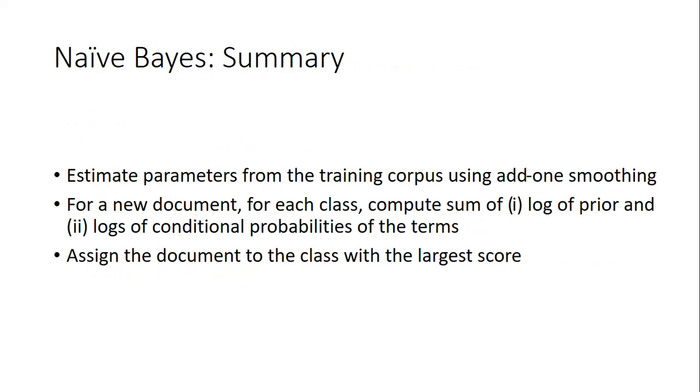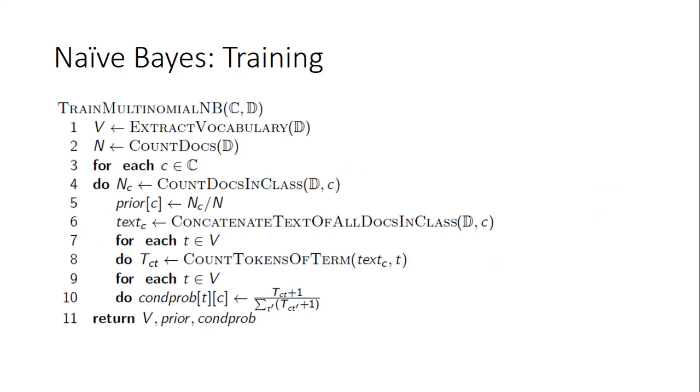The naive Bayes algorithm estimates the parameters from the training corpus using add 1 smoothing. For a long document, for each class, we compute the sum of the log of the prior and the logs of the conditional probabilities of the terms. We assign the document to the class with the highest score or the highest probability.